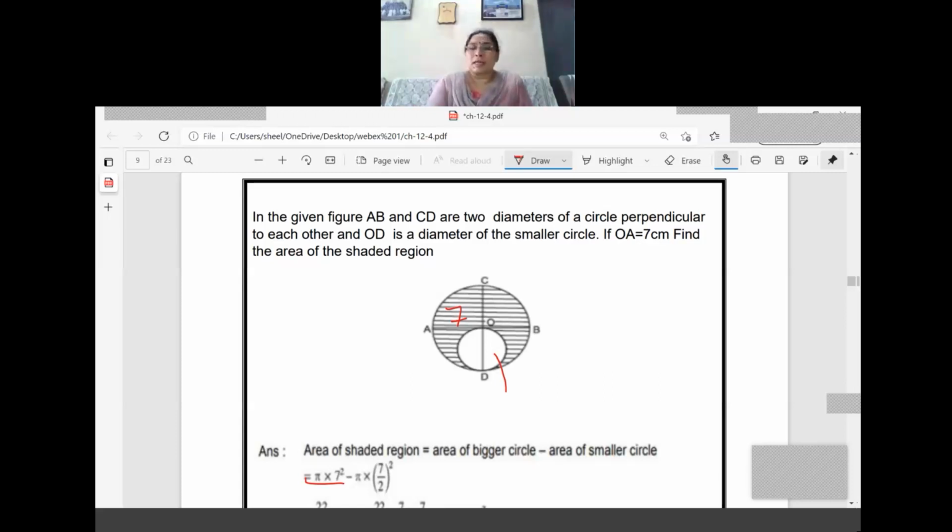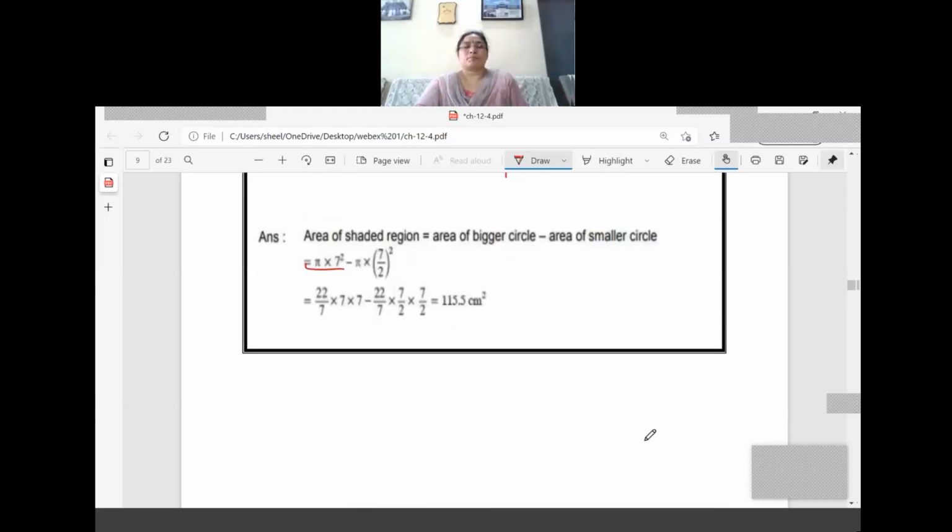So the bigger circle radius is 7. That 7 will be the diameter for the smaller circle, right? From there we have to find out the radius, and we have to calculate area of the shaded region equal to area of the bigger circle minus area of the smaller circle.